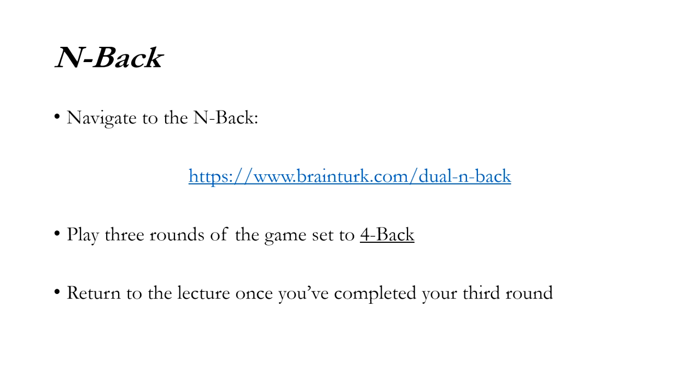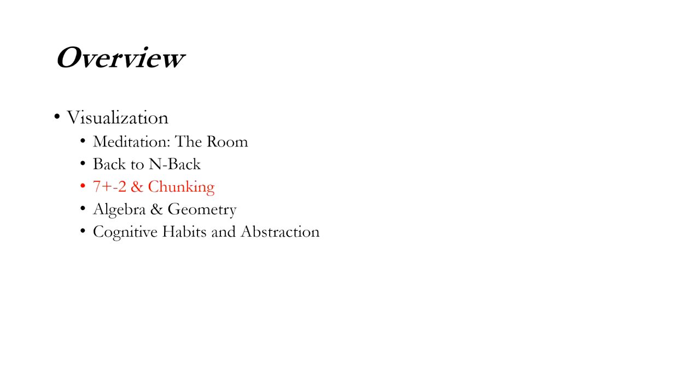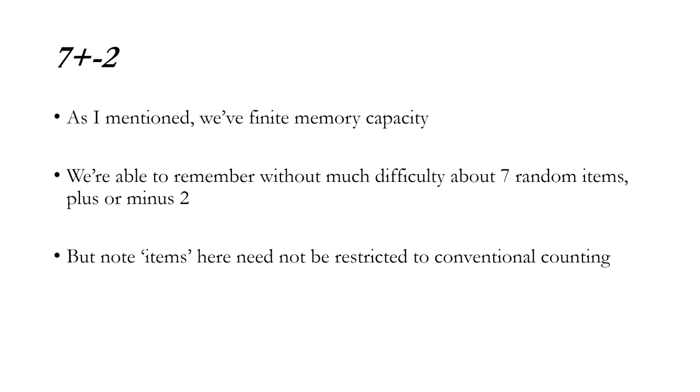I'll continue, assuming you've done this, over to 7, plus or minus 2, and chunking. So what is this? As I mentioned before a couple of times, sort of a theme here, with finite memory capacity, we're able to remember things without much difficulty to the tune of maybe 7 items, random items, plus or minus 2. So by random here, I just mean there's no connection among the items.